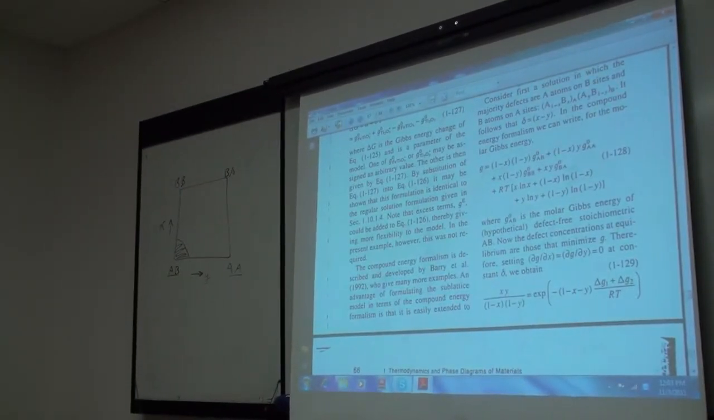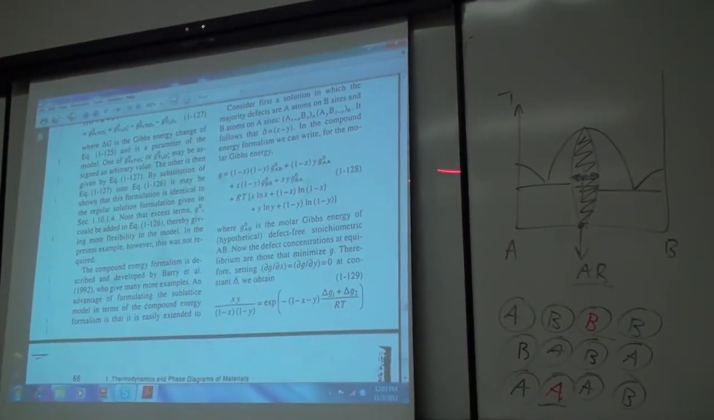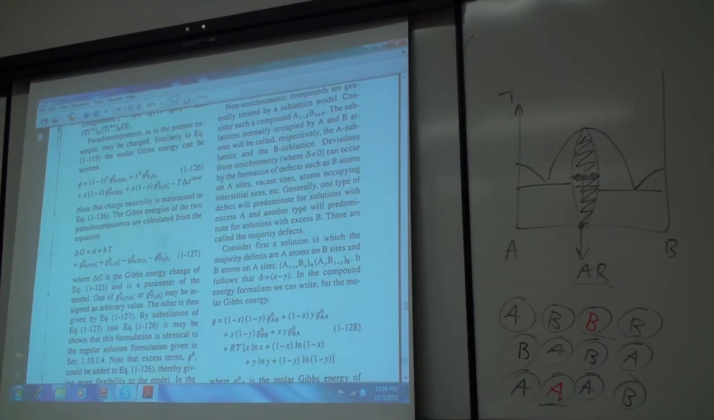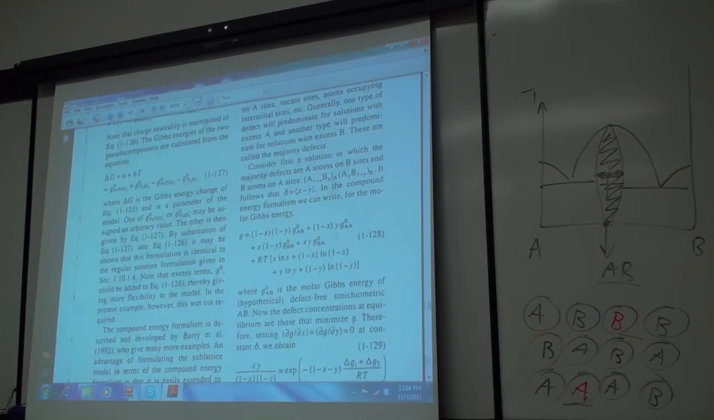Now the defect concentrations at equilibrium are those that minimize G. So we set dG/dx equals dG/dy equals 0. Delta is the deviation from stoichiometry. Okay, delta is x minus y. Delta is 0 at 50%. Delta is positive on one side, negative on the other. This is the way we often do it. We write the compound as A1 minus delta, B1 plus delta. If delta is 0, you're at 50-50. If delta is positive or negative, you're on one side or the other. Sort of the standard notation.